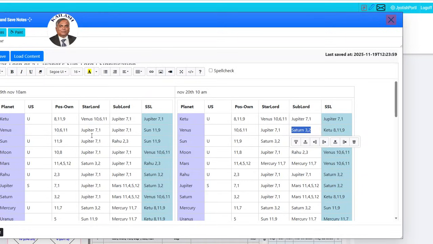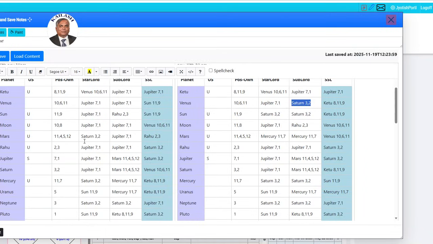So for fast moving planets, the sublord is going to change. But let's just focus on Jupiter and Saturn. Jupiter's sublord is Mars, so it becomes Mars over here also. You see, Jupiter's sublord is Mars. Here also it becomes Mars. And then Saturn's sublord is also Mars. And here it is Mars. So this is the problem that I was talking about.